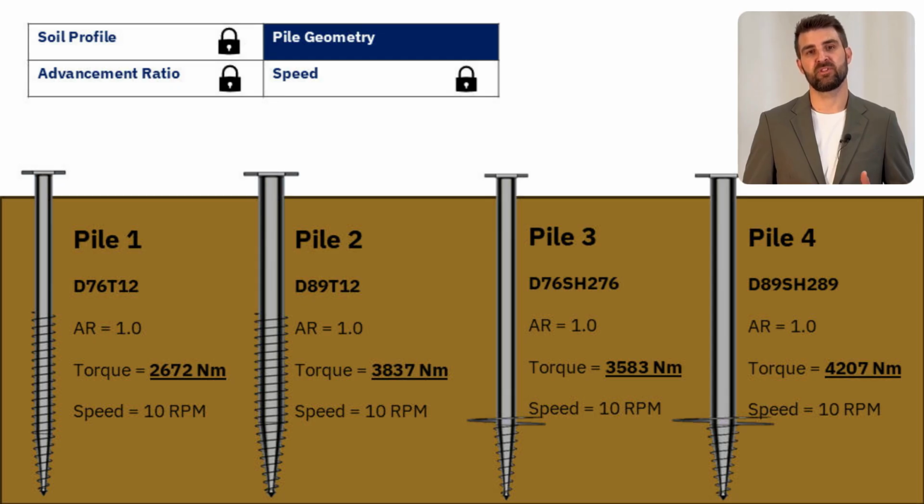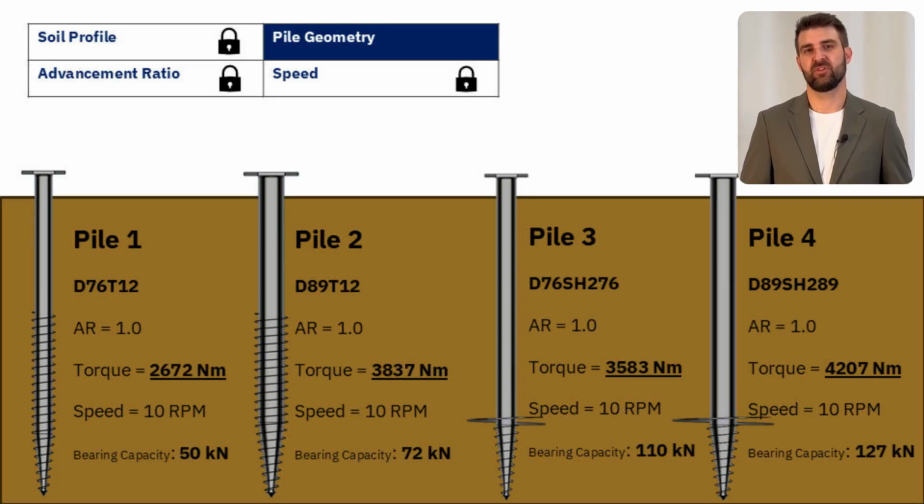When you look at those torque measurements, you would expect that pile 1 has the lowest bearing capacity, then pile 3, then pile 2, and lastly pile 4, if we go by the general theory that torque is equal to bearing capacity. Unfortunately, that isn't true. If we look at the bearing capacity of a static test, you can see that pile 1 had a bearing capacity of 50 kN, while pile 2 had a bearing capacity of 72 kN. Pile 3 110 kN, and pile 4 127 kN.